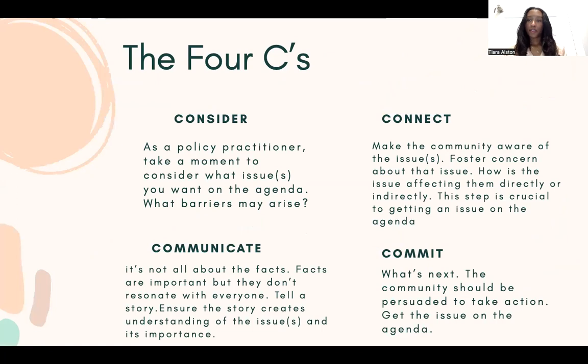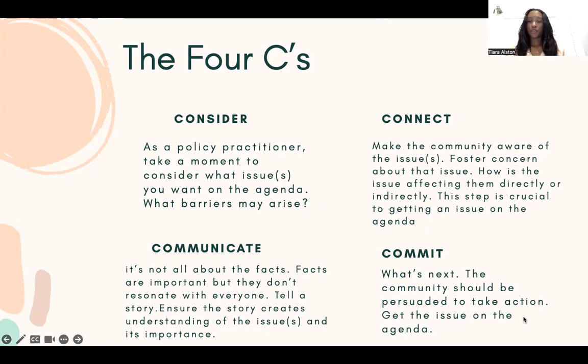So starting off with consider, as a policy practitioner, you want to take a moment to really consider what the issue is or issues. You really want to reflect on why you want this issue to be seen as important to others and how you're going to convey that to the public. So, you want to start off by considering what barriers may come up when you're addressing it to the public. That way, if you can combat those barriers with some reflection, then it'll make it easier to address them if they come up during your discussion.